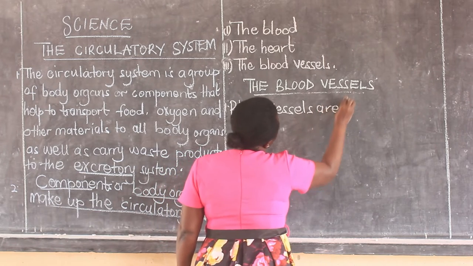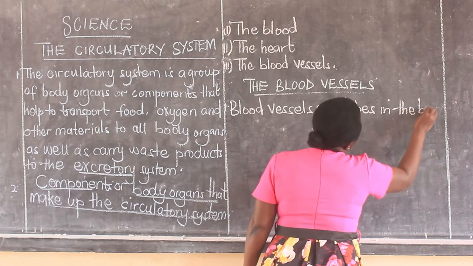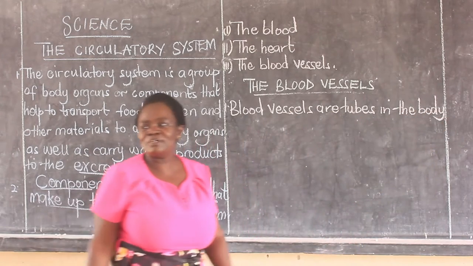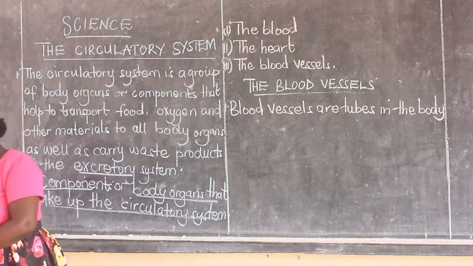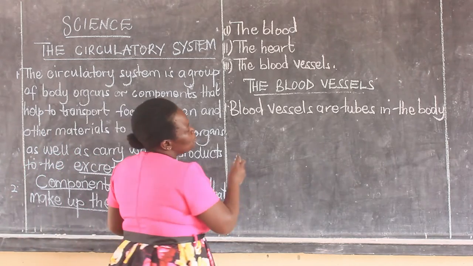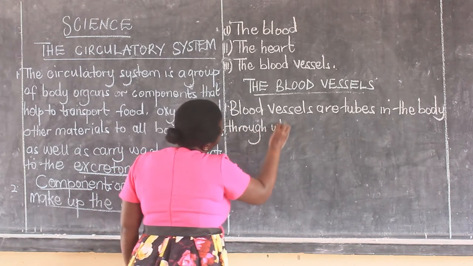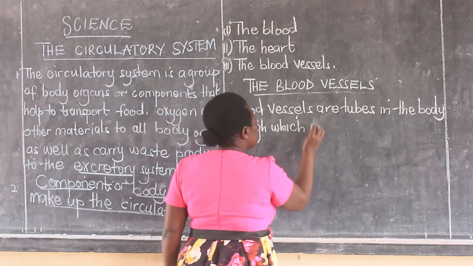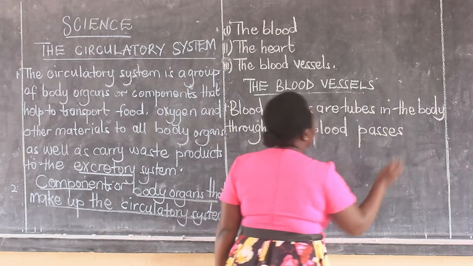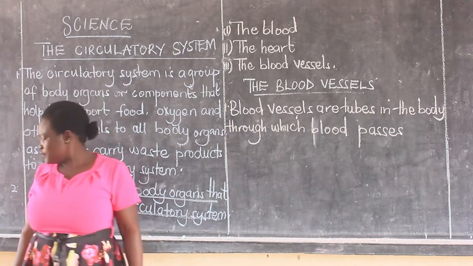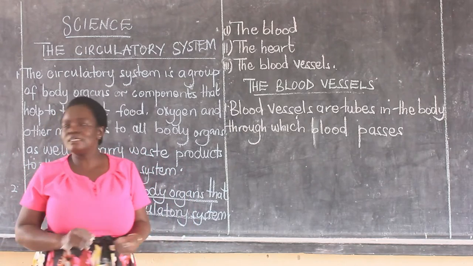Blood vessels are tubes in the body. Pupils, we are saying that blood vessels are tubes in the body through which blood passes. Through which blood passes when going to and from different body parts.